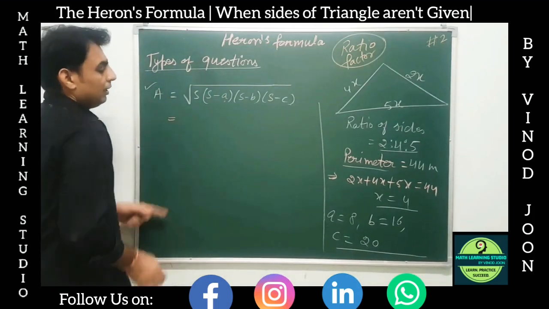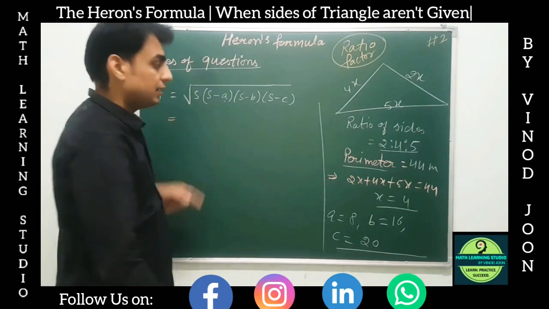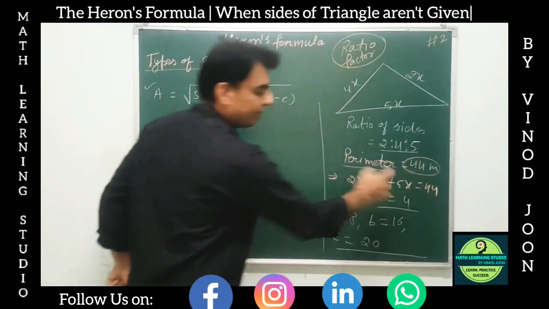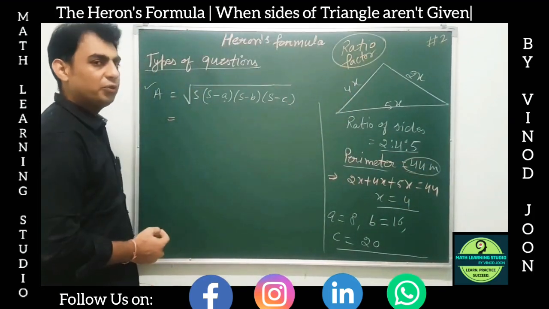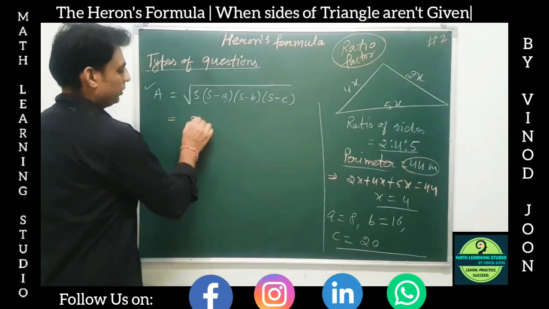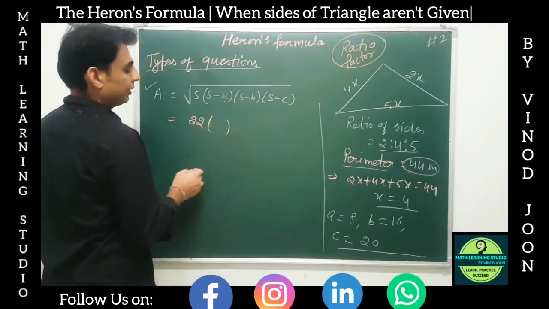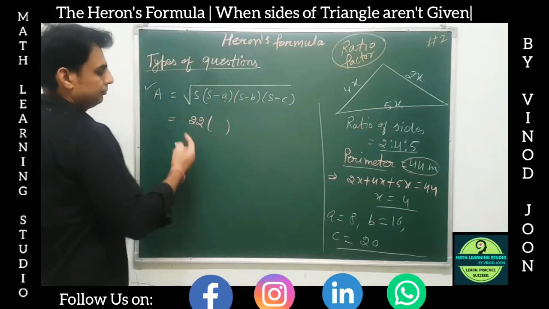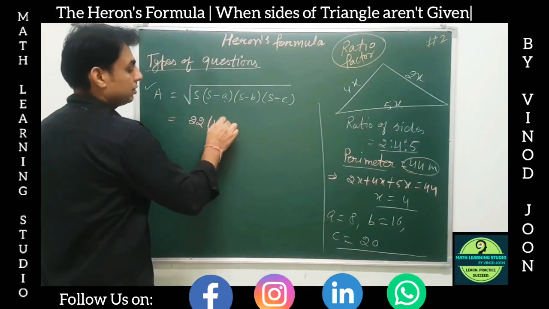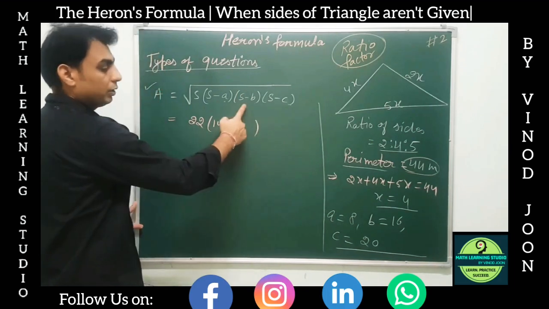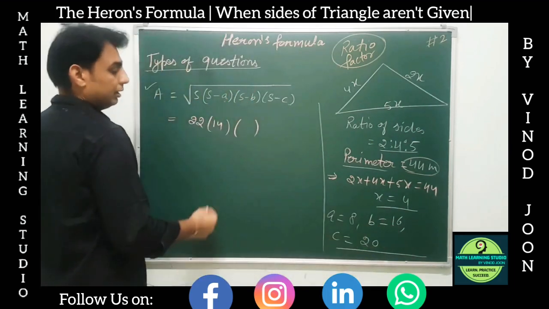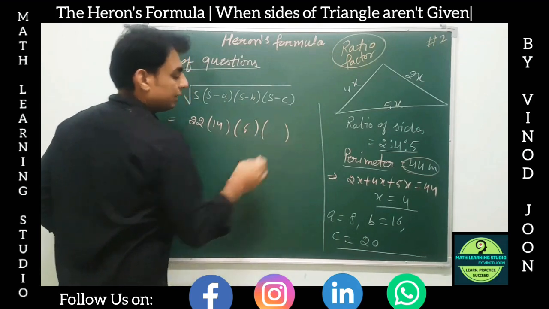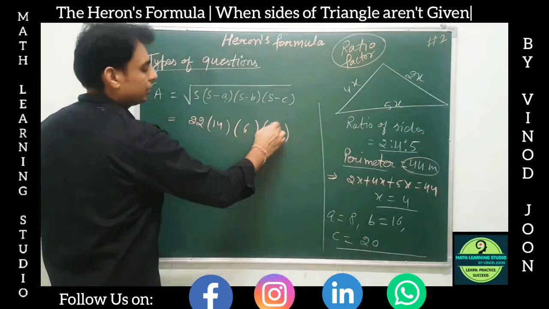That's it. S सेमी पेरीमीटर कहां से आएगा भाई? पेरीमीटर का हाफ. Perimeter is 44. S will be half of it, that is 22. So 22 multiplied by क्या हो जाएगा भाई? 22 minus first side 8. 22 minus 8 is 14. Multiplied by 22 minus 16 that is 6. Multiplied by 22 minus 20 that is 2.